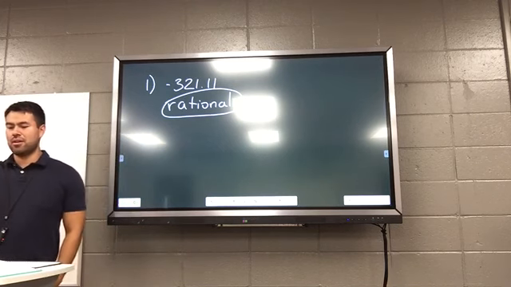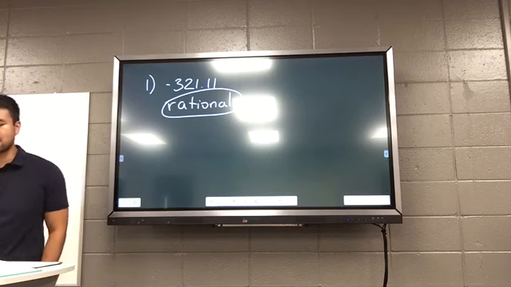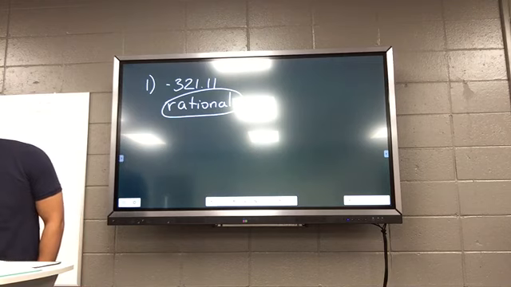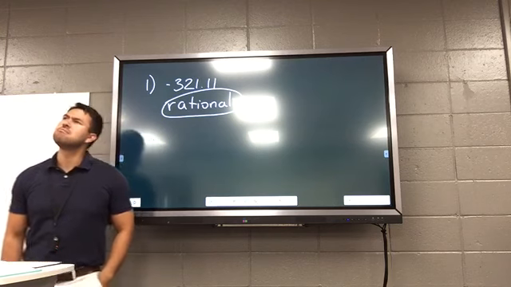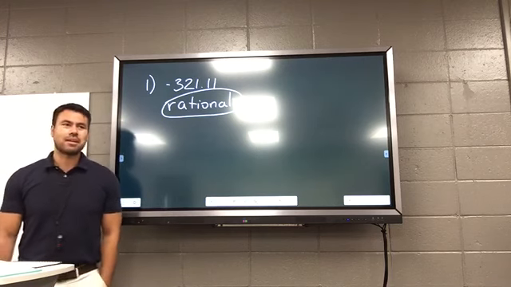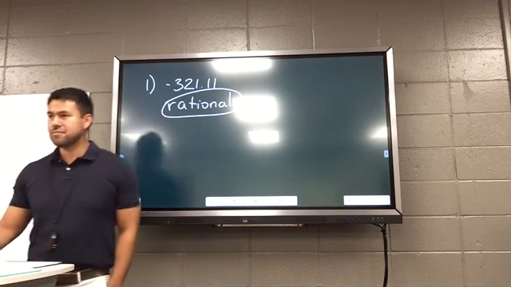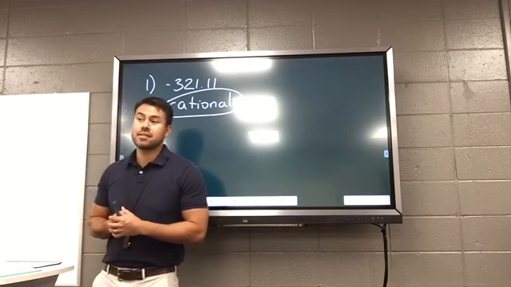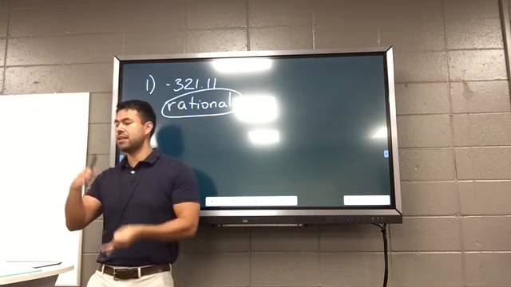Number 3. Is it a whole number? No, it's not. It's a decimal. It can't be whole. Is it an integer? Not an integer either. Is it rational? No. Is it irrational? Yes. Why is it irrational? Somebody give me a reason. Michael. Because it's repeating. It's non-terminating and non-repeating. It's both of those.